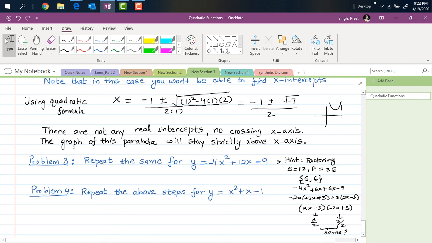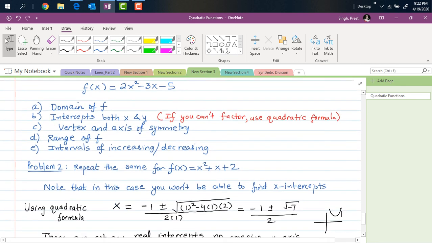Try this one as well and then repeat the same for the other two problems. See what's happening in the other ones. I have some hints right here, and do all those steps: domain, range, intercepts, vertex, axis of symmetry, and increasing, decreasing.